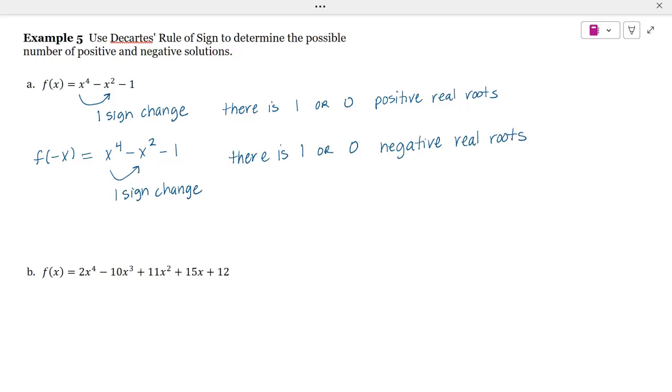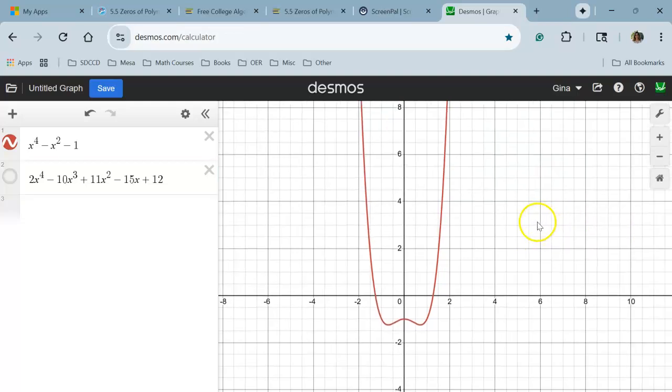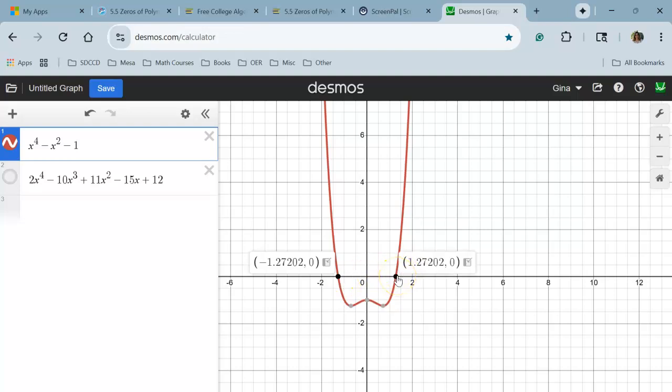So let's look at the graph and see if this matches up with what we're seeing from Descartes' rule of signs. Here's the graph of the function we were just looking at, and it does show that we're seeing 1 zero that's negative, and we're seeing 1 zero that's positive. And so it looks like if we were to factor this, the other zeros are going to be imaginary numbers.